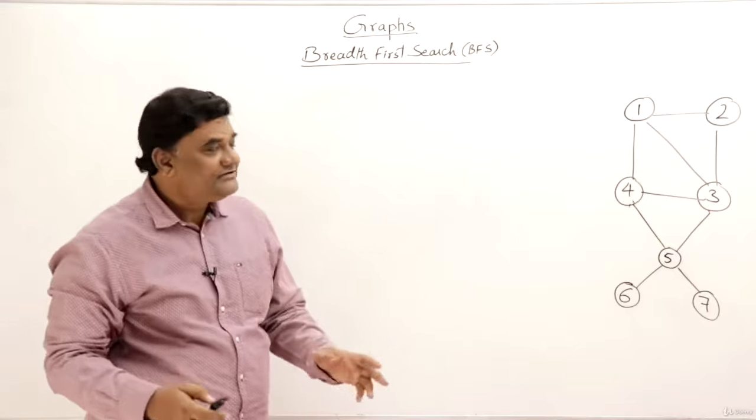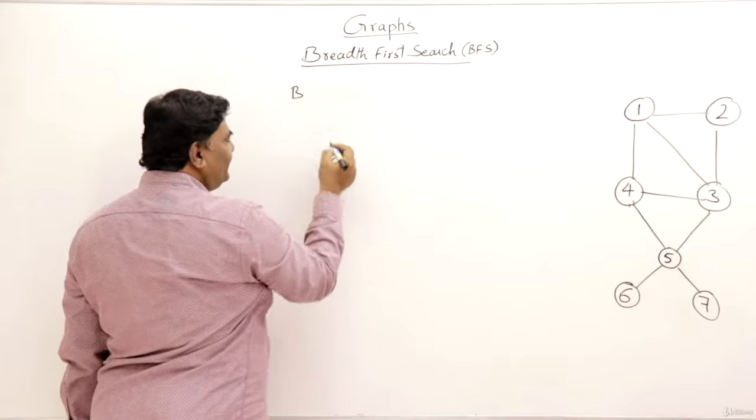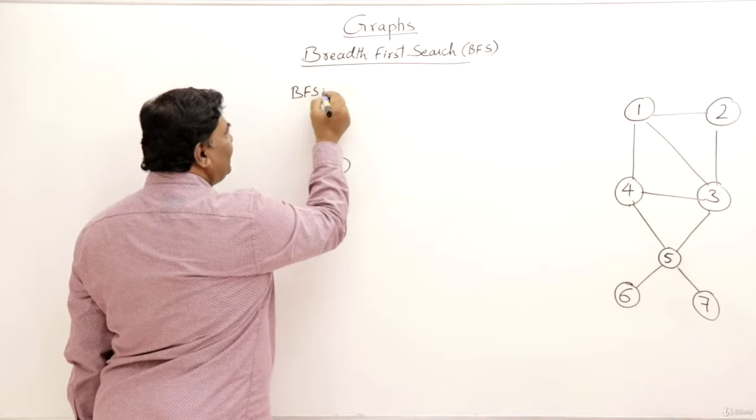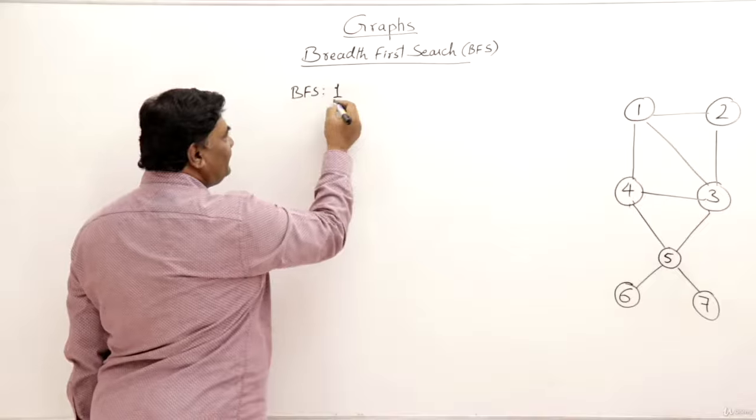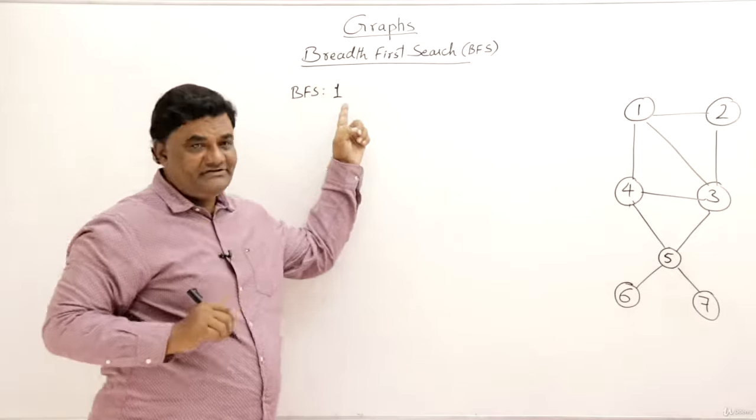You can start from any vertex. I will start from vertex 1. Vertex 1 is visited. So here I will write down visited vertices. This is 1. And the order in which the vertices are visited gives me the breadth first search.